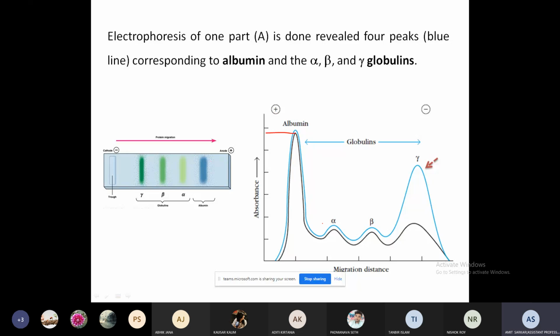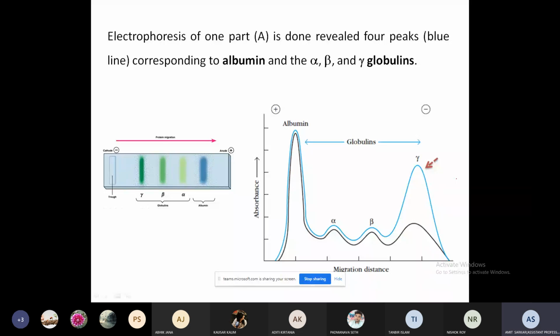Whereas alpha globulin and beta globulin are less. But gamma globulin, like this one, is also giving a good peak height. That means the second most abundant molecule is gamma globulin. The most prevalent or dominant one is albumin, the second one is gamma globulin, and the third and fourth are alpha and beta globulin.